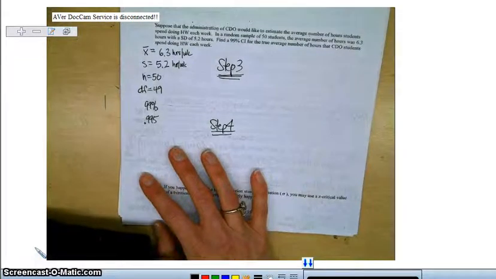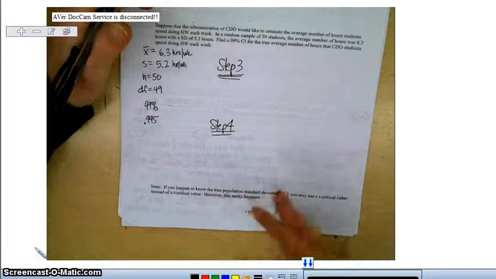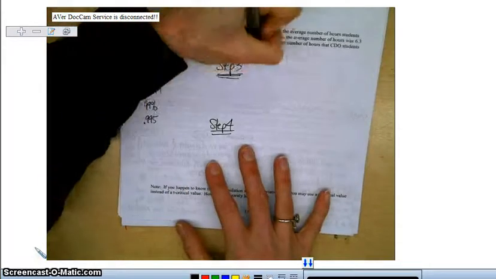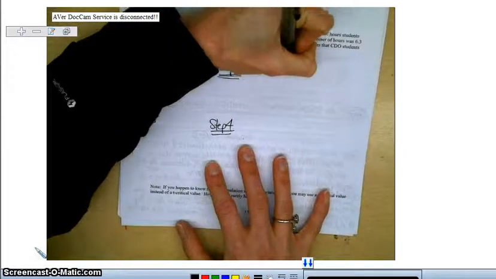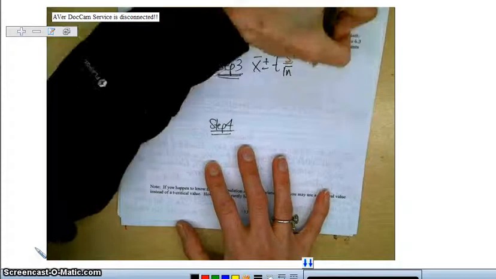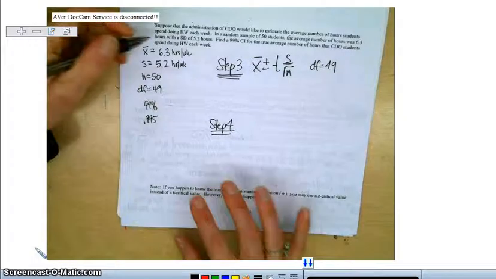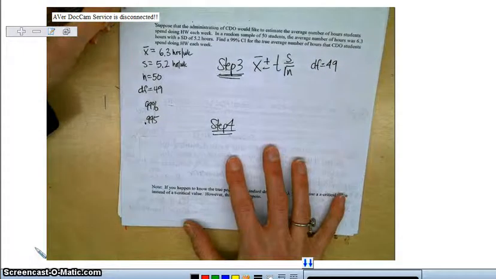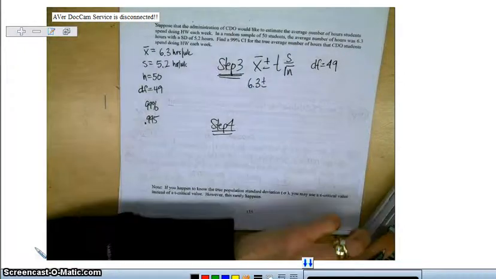All right, so step 3. I go down to 45, correct? In the table. Yes. All right, so step 3, we're going to write our confidence interval. The best thing you can do is write the formula down. So X bar plus and minus T times S over the square root of N with degrees of freedom equals 49. So what's my X bar? 6.3 plus and minus my critical T value.